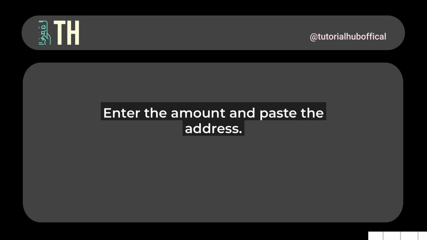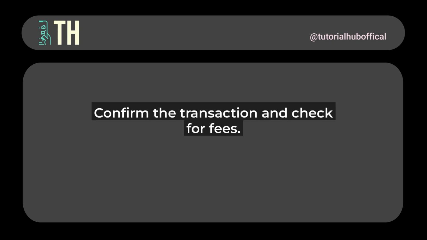Once everything looks good, hit Confirm and authenticate the transaction with your app's security features, like a PIN or biometric scan. After you send it, keep an eye on the transaction status. It might take a few minutes to a couple of hours, depending on network congestion. Once it's done, check your Coinbase wallet to confirm the XDC has arrived. And just like that, you're all set.